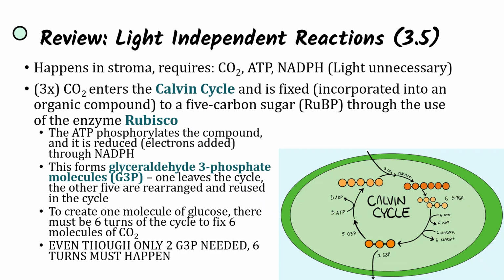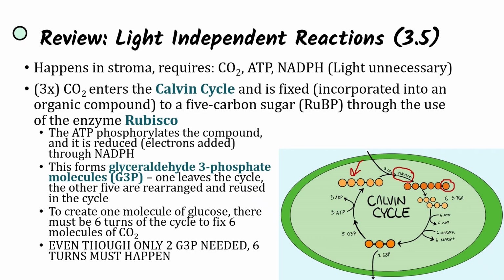This is going to happen in the stroma of the chloroplast, and we've taken our ATP and NADPH from the light-dependent reactions, and light is not needed for this part, as well as CO2 from the atmosphere, which passed through the stomata, and it's going to enter the Calvin cycle. So 3 carbon dioxide are going to enter the Calvin cycle, and they're fixed, meaning incorporated into an organic compound, to this 5-carbon sugar RuBP through the use of an enzyme Rubisco. So as you can see here, to the RuBP, carbon dioxide has been added.